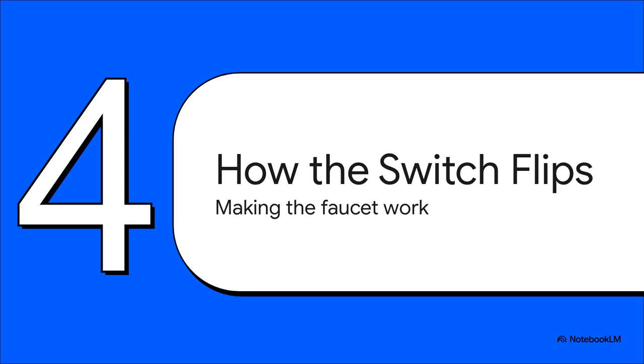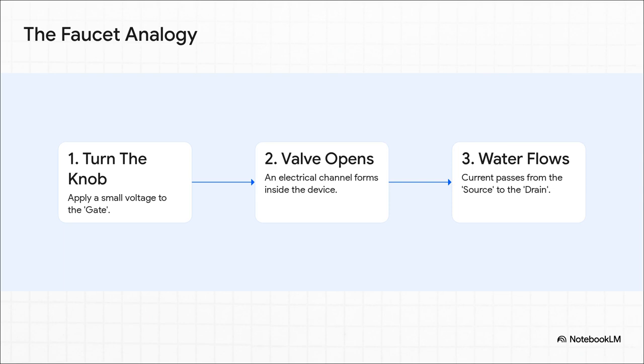All right, so we've talked about the what, the why, and the where. Let's get into our last section and finally see how this amazing little switch actually flips. We're going to go back to our faucet analogy one last time to make it super clear. It's really this simple. In a MOSFET, the faucet's knob is called the gate. When you apply a tiny bit of voltage to that gate, that's step one, it creates this electric field that opens up a channel for electricity to flow through. Think of it like the valve inside the faucet opening up.